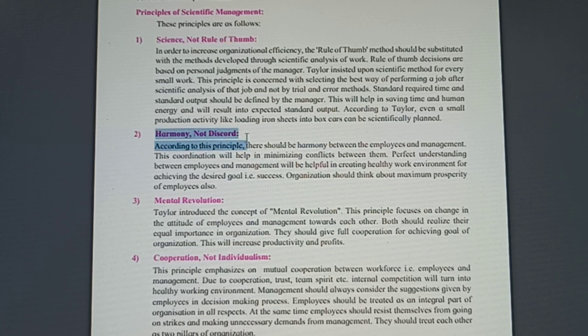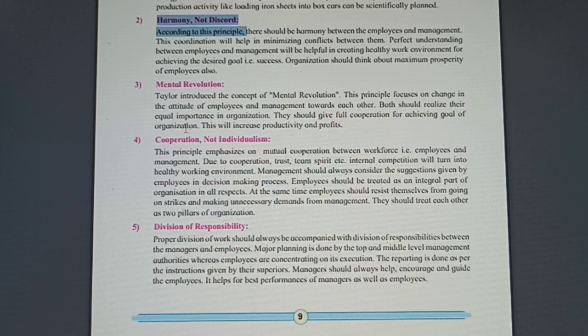Second, harmony, not discord. Everyone knows what harmony is. Discord means fights. There should be harmony in the company, not fights. Third, mental revolution. See, as I said earlier, a human being has a head also and a heart also. So if there is a problem with someone, you have to change him mentally. You should bring out a mental revolution in him. Even if you fire him, you should bring a mental revolution so that he comes back and works for the company effectively.